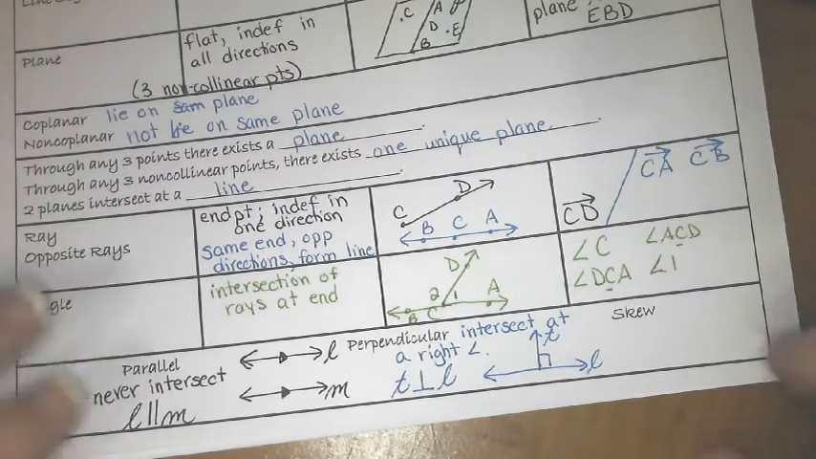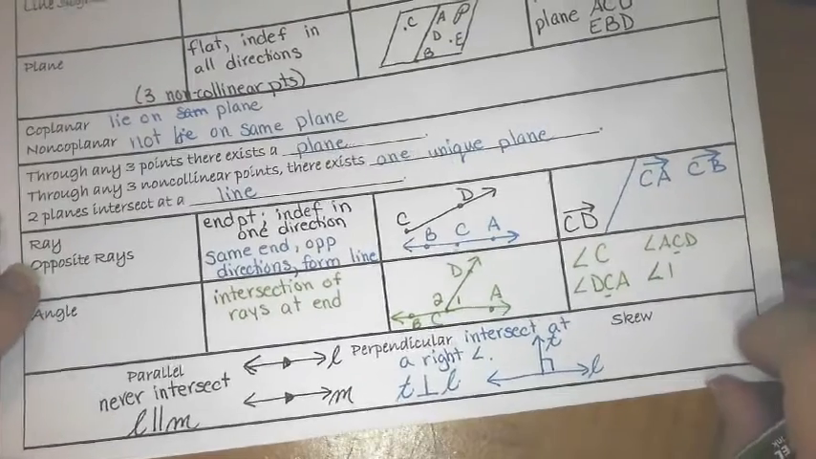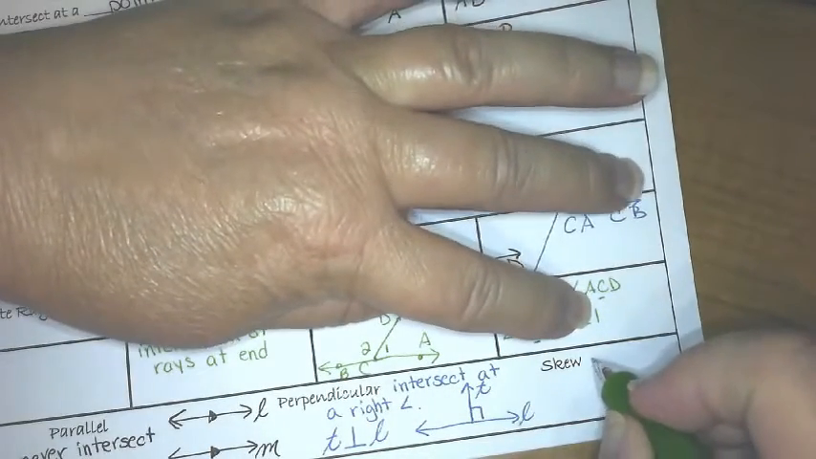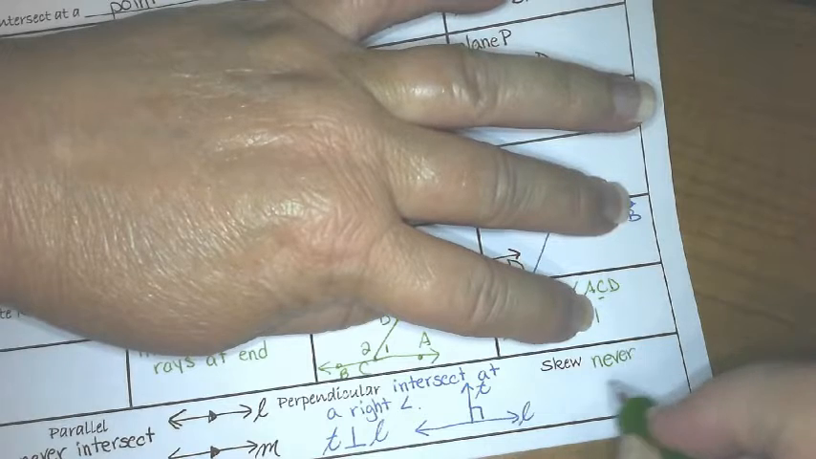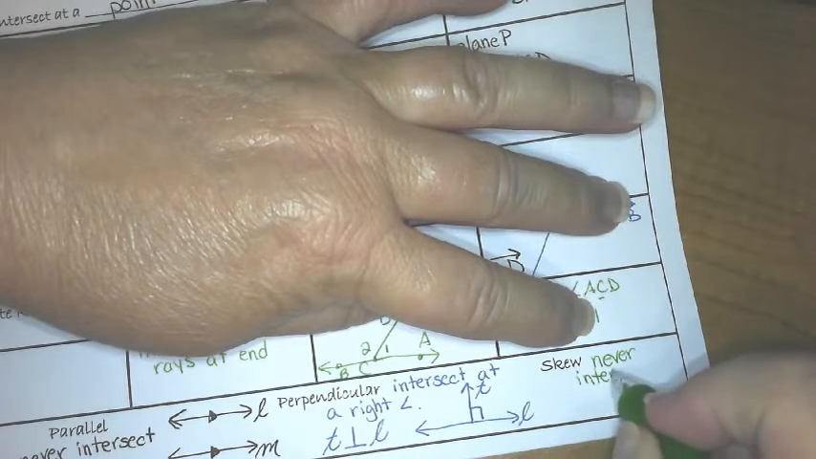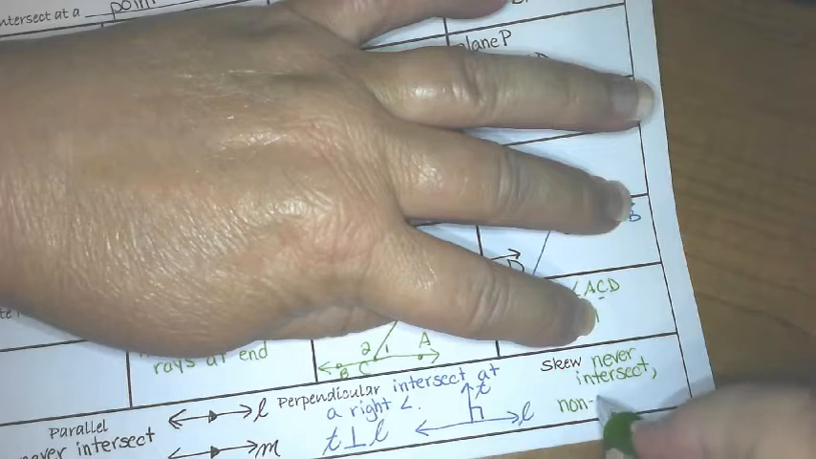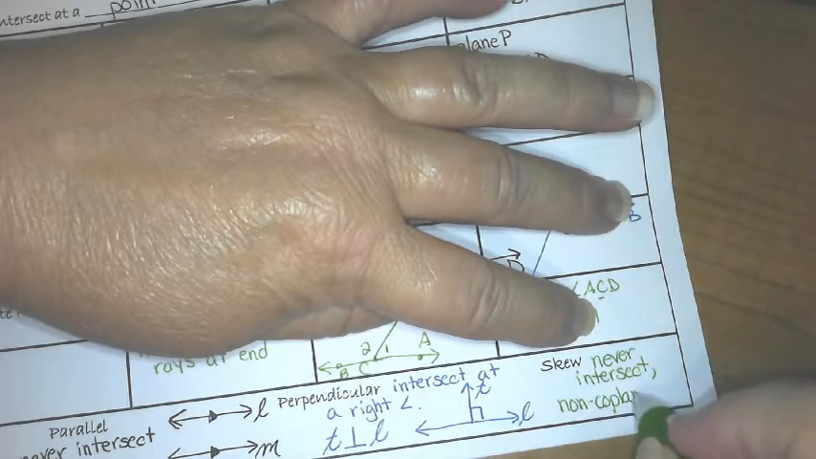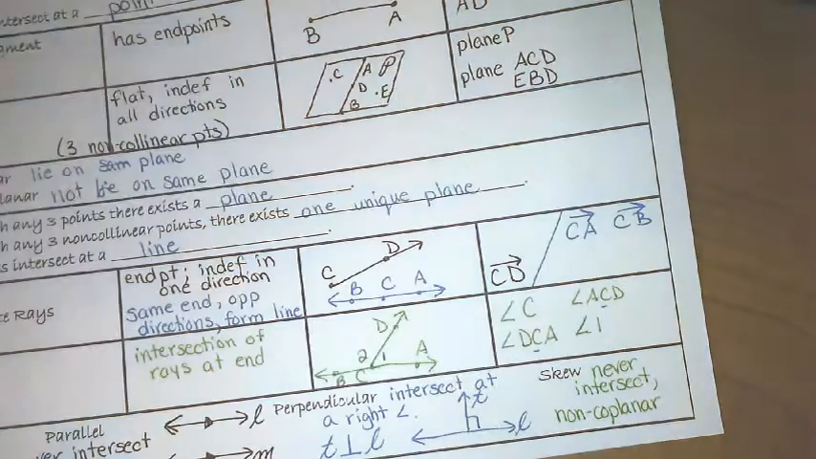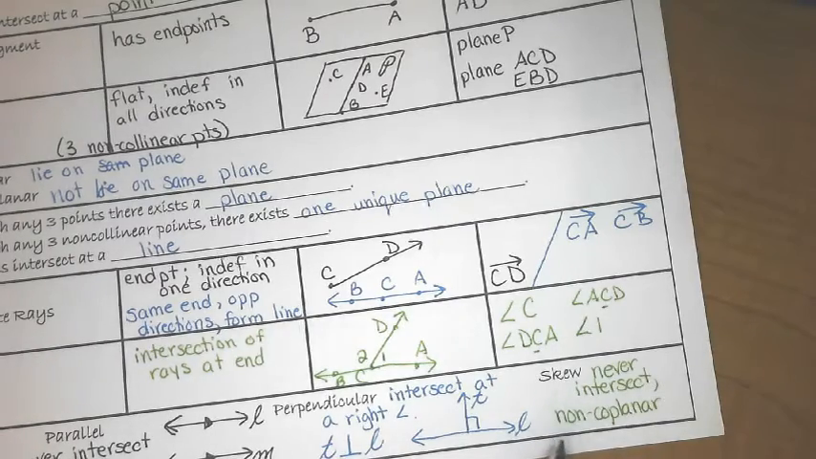The last one might be new. It's the word skew. Skew are lines that never intersect, but they're not parallel, and they're not in the same plane. Parallel lines are in the same plane. Skew lines are not in the same plane.